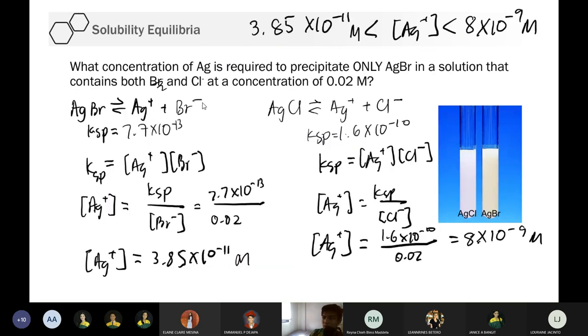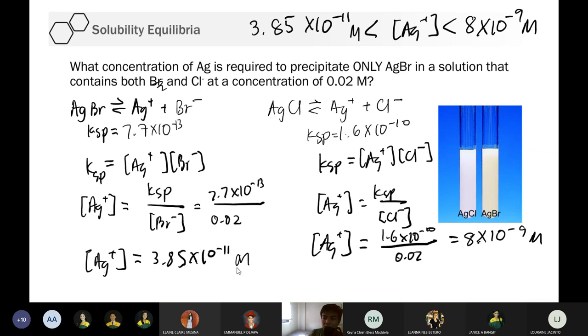In this case naman, we have two precipitates that can form. Pero, ang reality, hindi agad sila nabubuo at the same time because of their differing KSP. Magkaiba kasi sila ng KSP, kaya mangyayari yung isa muna mabubuo, then followed by the other. Ang ginawa natin dito sa problem na to, gusto natin yung isa lang mabuo. So, ginawa natin ay inalam natin what will be the concentration of the metal needed to precipitate the bromide ions and not the chloride ions.